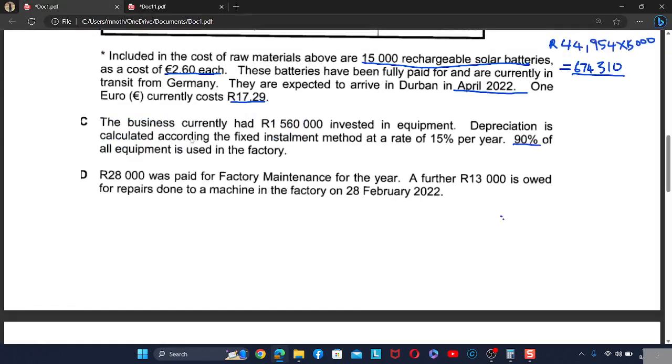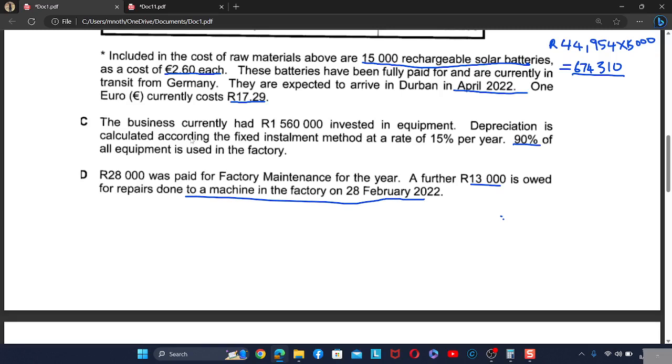Now, what did they say? A further 13,000 is owed for the repairs done to the machine in the factory on 28 February 2022. Right? So meaning that we have another maintenance, but this one is still owed, meaning that the business has not yet paid this one.